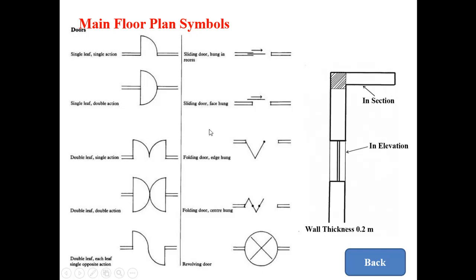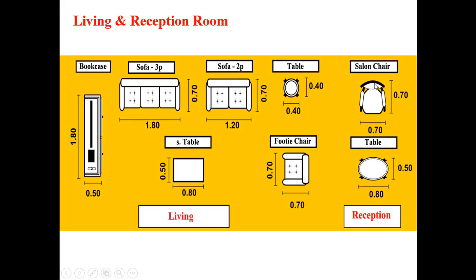How to draw the doors and the windows in plan? As we see here, this is the window. These lines are elevations, but we cut here in these lines of the wall, so it is in section. So this is a bolded line, but this is a lighter line. Okay, so these are the main floor plan symbols. Beside doors and windows, we must draw the furniture.